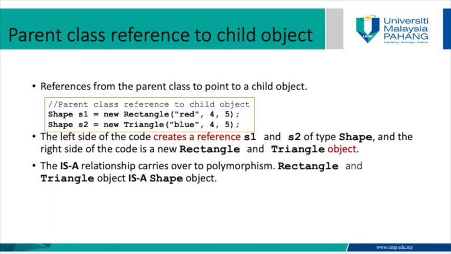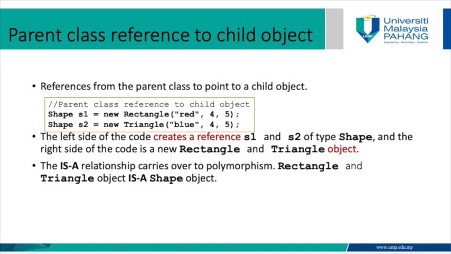How did we do the reference process? Shape s1 equals new Rectangle. This is how the parent refers to the child object, for both Rectangle and then Triangle. The left side of the code creates the reference, which is s1 and s2, of the type Shape. And then the right side of the code is a new Rectangle and a new Triangle object.